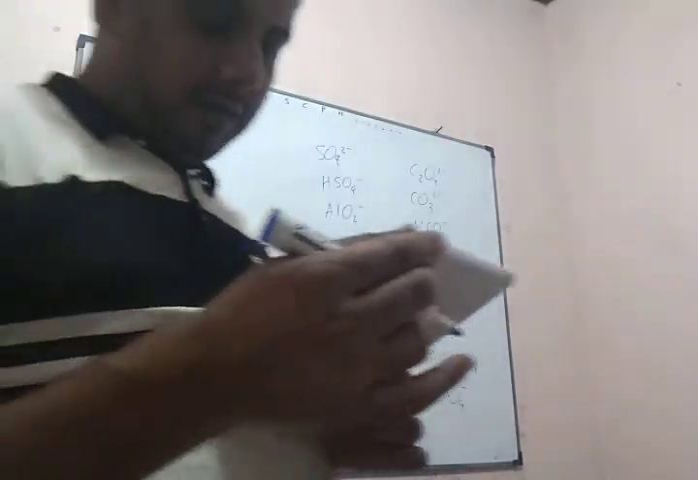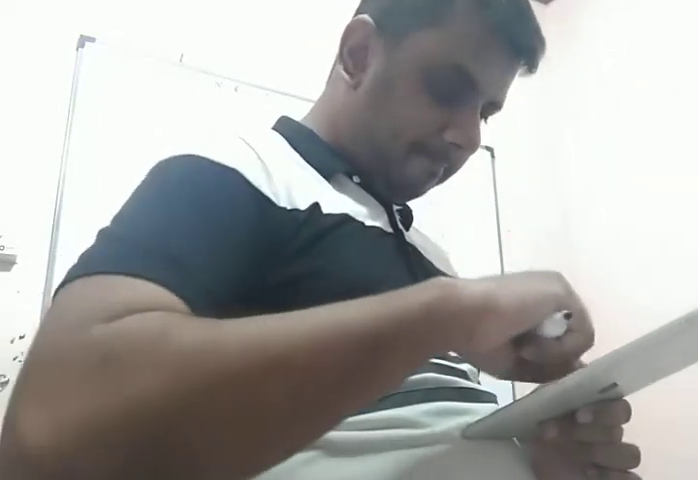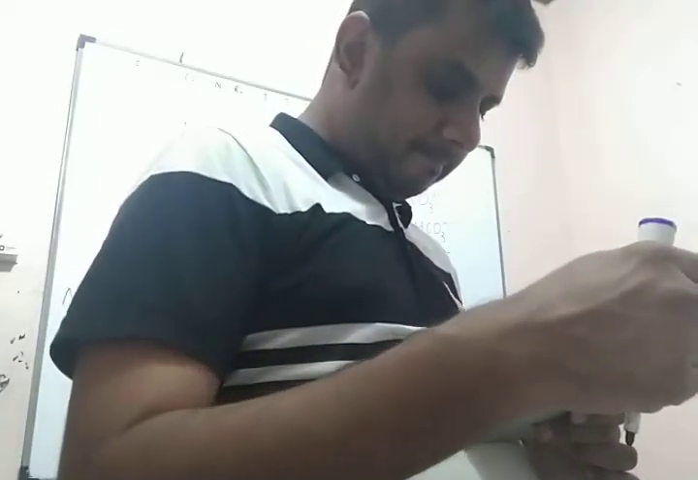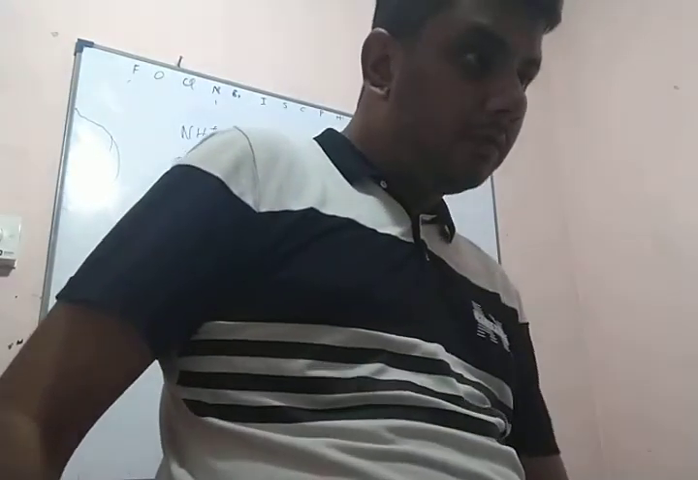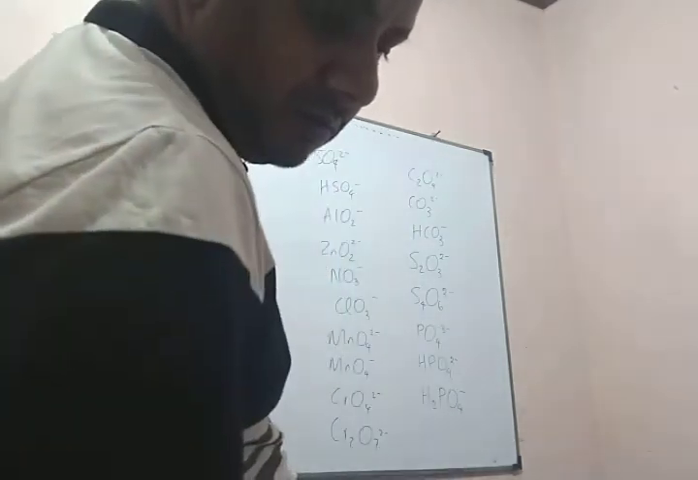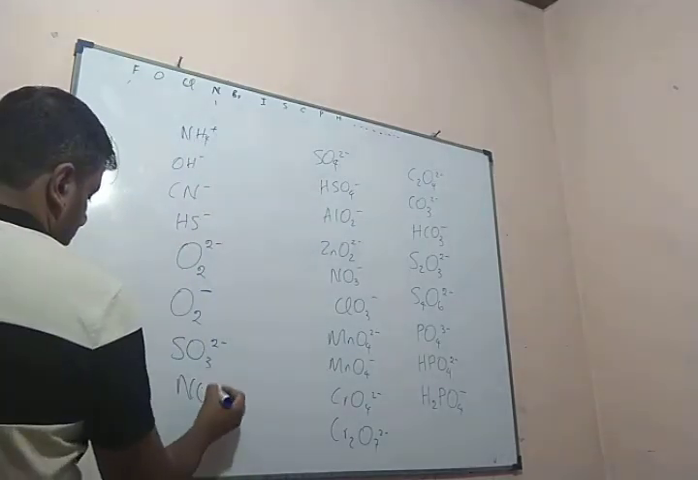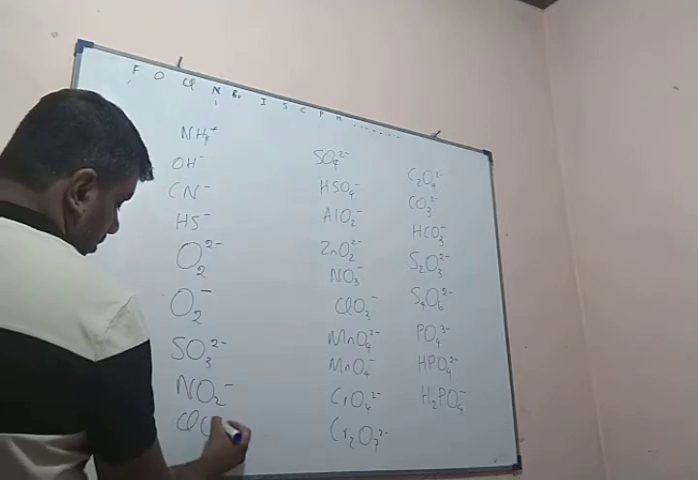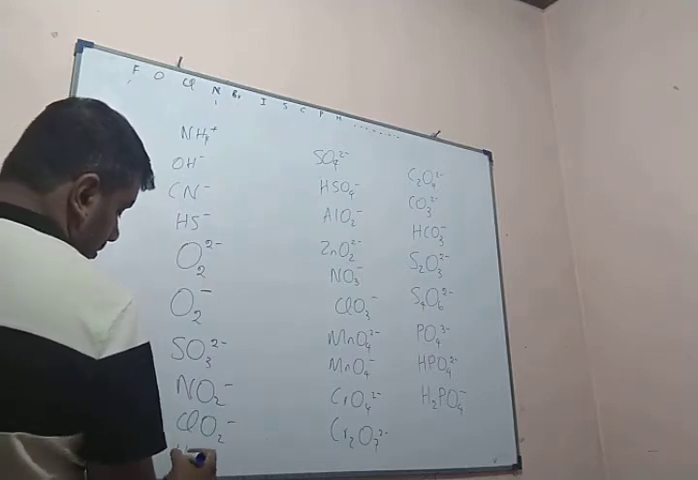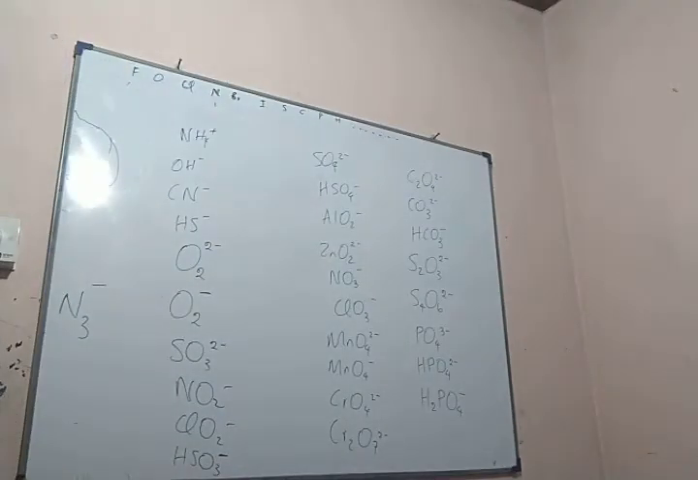Okay, let's write the names. NO2 minus, SO3 minus, then ClO2, then HSO3 minus. Okay, let's write the name.